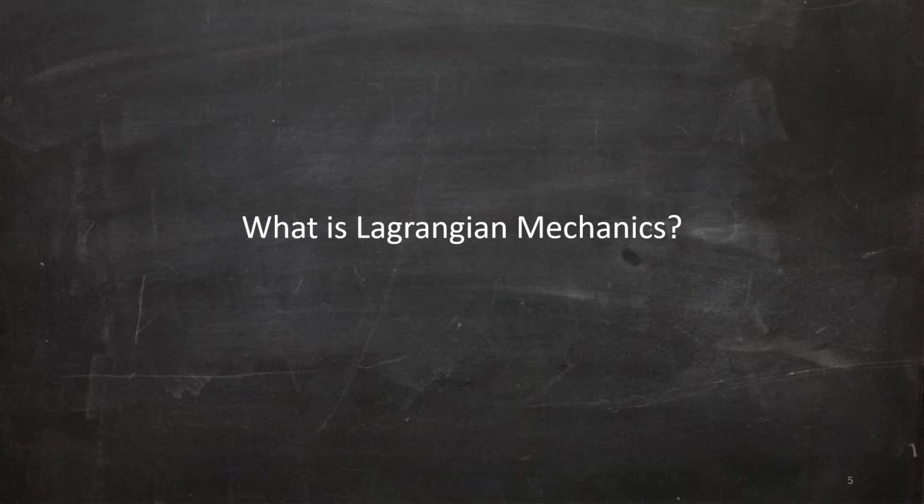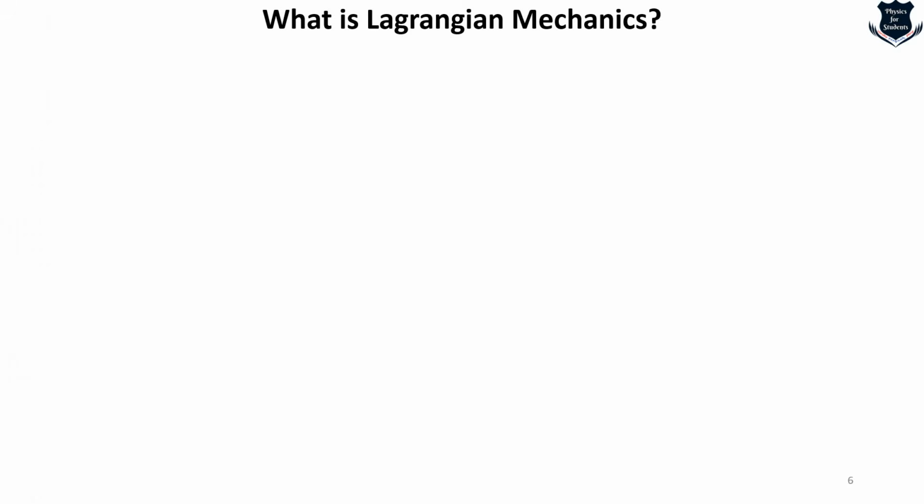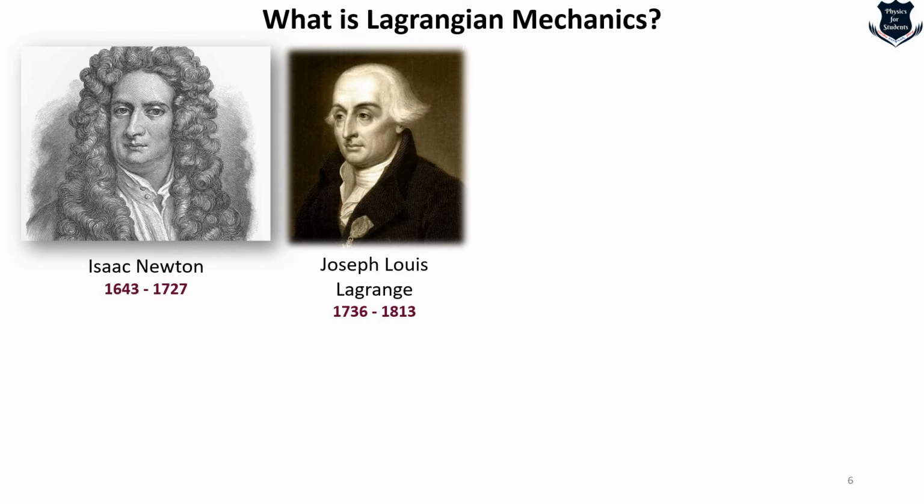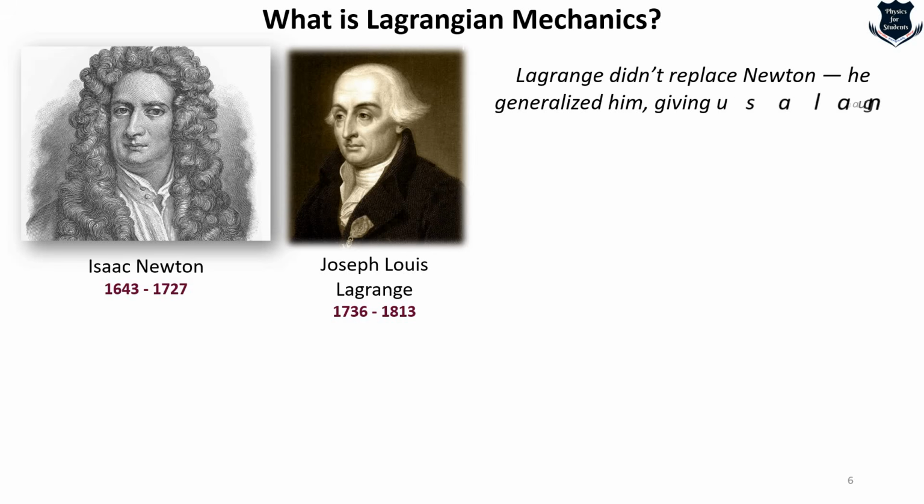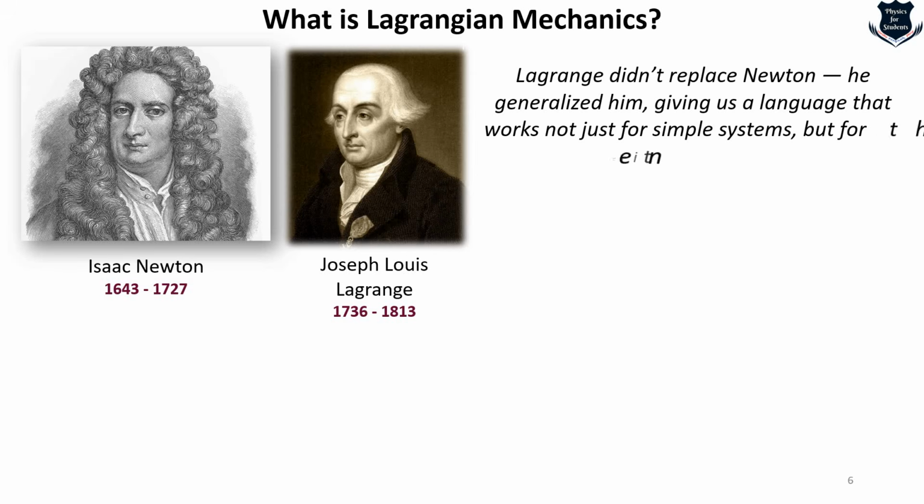So in the next part of the video, we need to understand, in simple language, what is Lagrangian mechanics. Now, in general, we say that from Isaac Newton, when we move to Joseph Louis Lagrange, 1736 to 1813, we can say that Lagrange actually did not replace or erase anything out of Newton's equation. He just generalized them. And generalizing gave us a language that works not only for simple systems, but for the entire world of modern physics, and I can tell you even beyond physics.